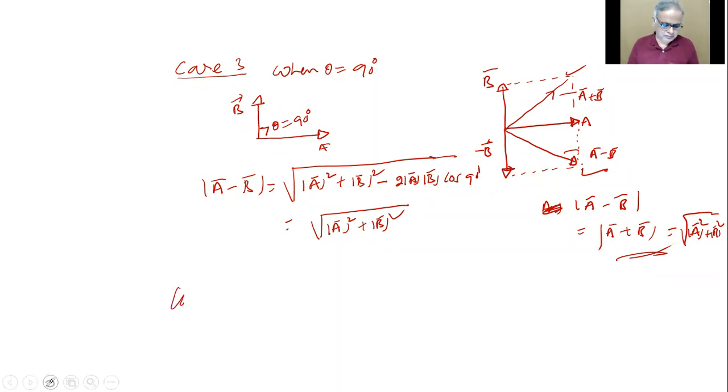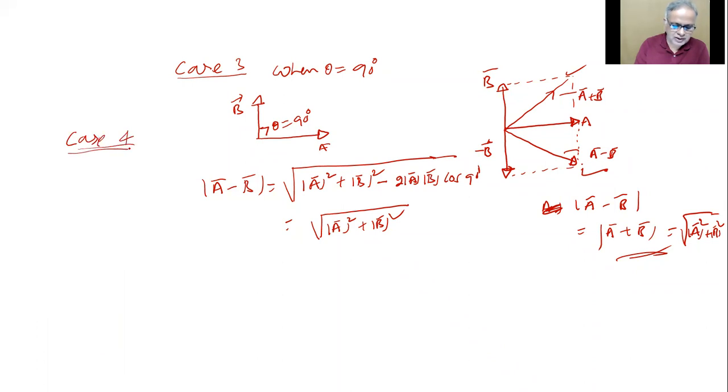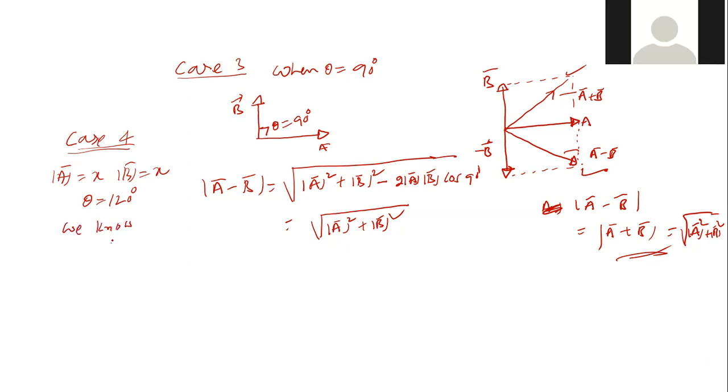Tell me. Look, let me add a case 4 also for your information, so that you can remember easily. I've got mod A equals X, mod B equals X, and theta equals 120. You know what was mod of A plus B? Sir, X. Yes, sir. Mod of A plus B is X. But what is mod of A minus B?